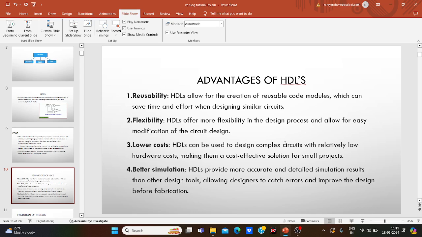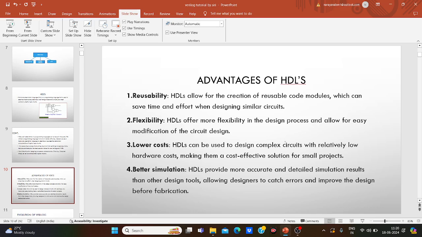And then coming to lower cost. Since you will just be writing some code, you don't really need much cost compared to the cost that goes into the hardware section. So compared to the hardware design of the chip, it is much lower cost.